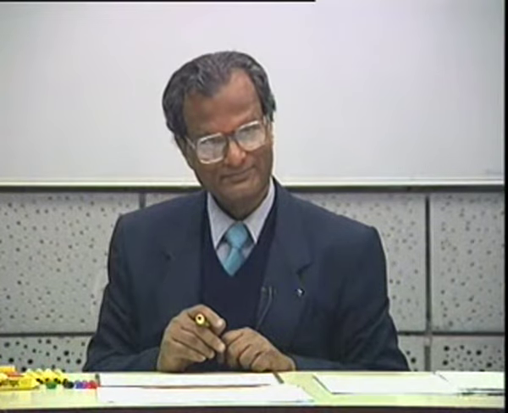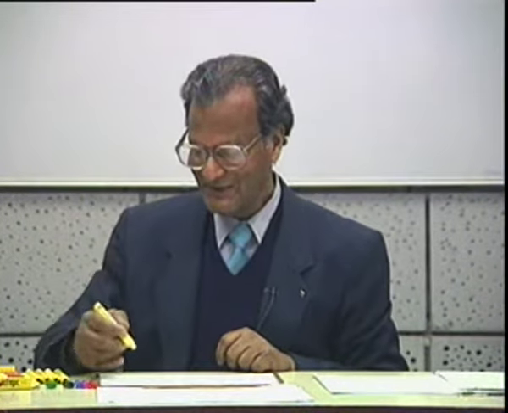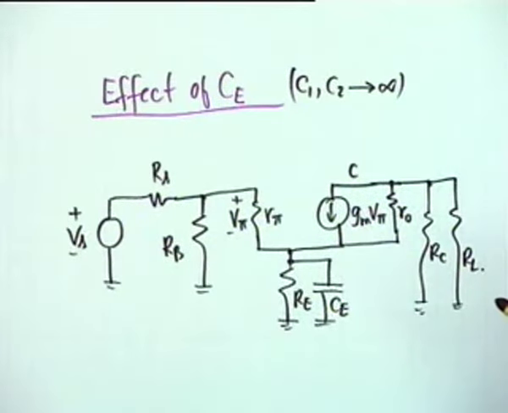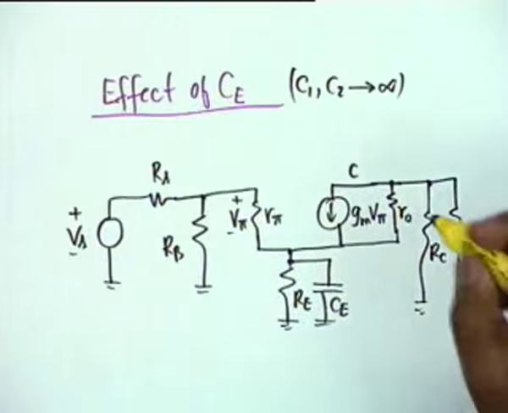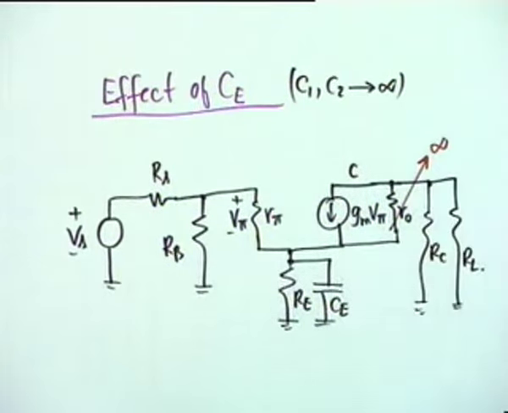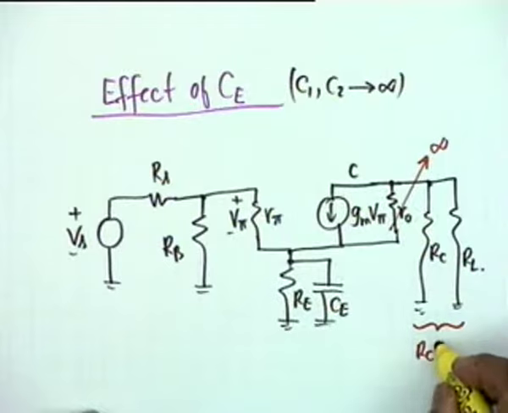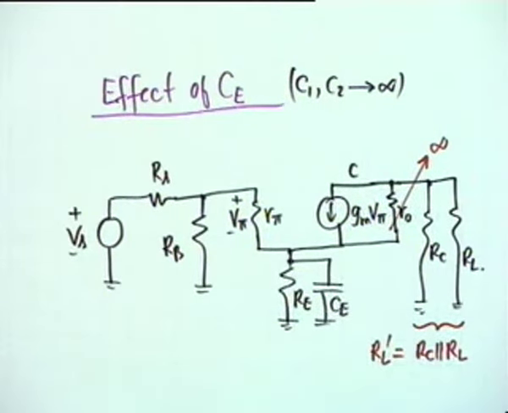Now an engineer applies his common sense. He says if R0 is included, life becomes unnecessarily tough, because this current generator will be shunted by R0, and R0 cannot be combined with RC and RL because there is something else here. So the first thing we assume is R0 goes to infinity, and we say RC parallel RL. If you want to use another notation, you are most welcome to do it, but I will use an RL prime, which is correct because we are assuming R0 to go to infinity. So this is RL prime.